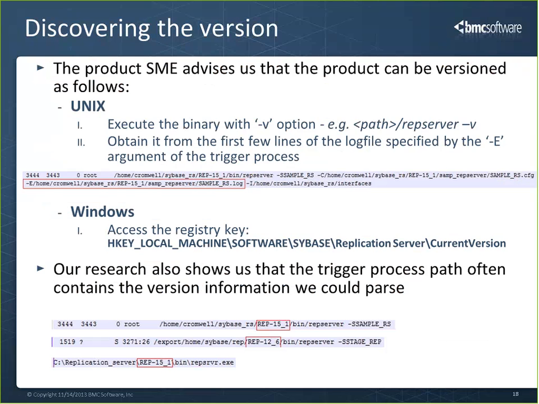Now, on the Windows platform, the primary approach would be to access a registry key. And we have also seen through our research that the trigger process path often contains the version information we could parse. So this gives us also another option.